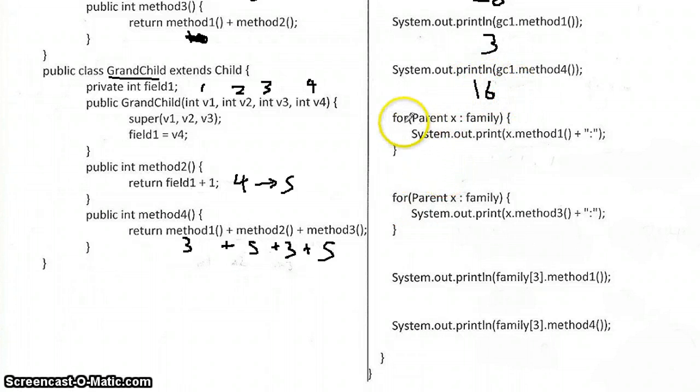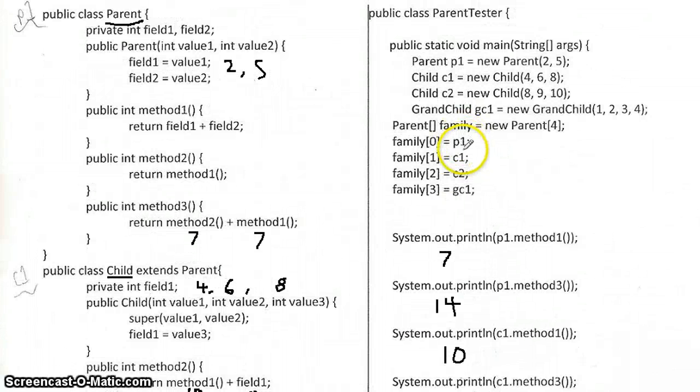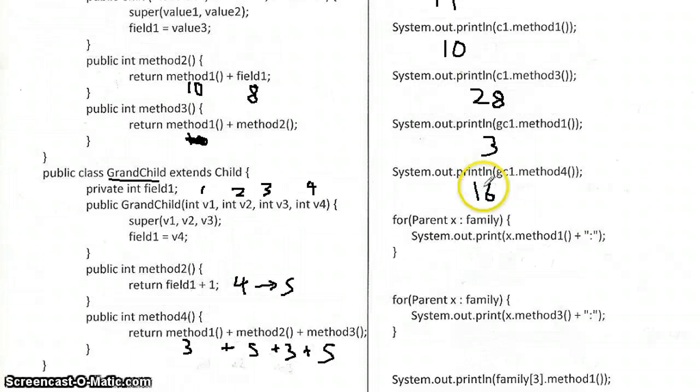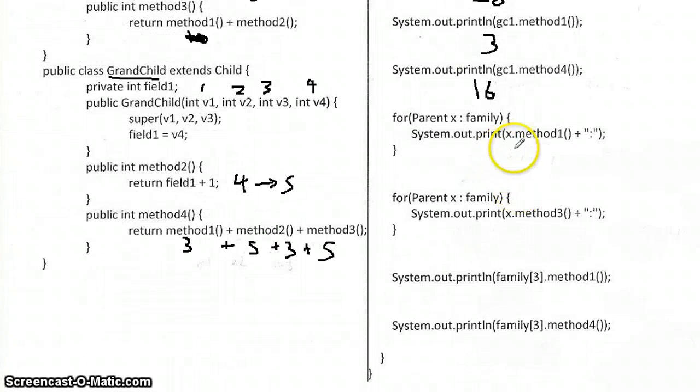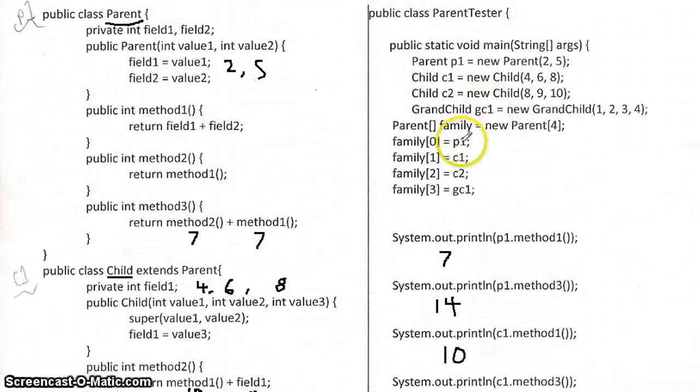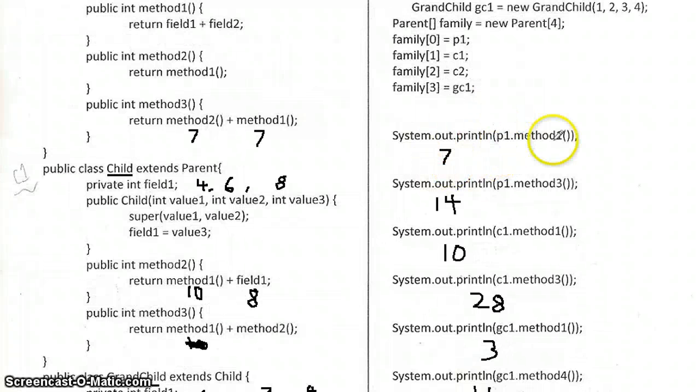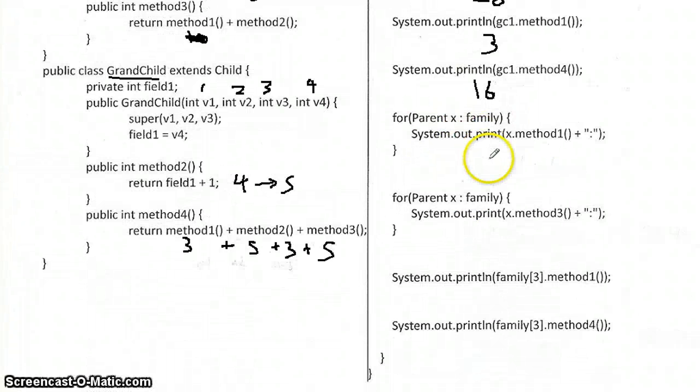For parent x family, this is a for each loop. It will run through each of the objects in the array family of data type parent. So we will see x.method1. So basically it is asking us to call method 1 of every one of the objects P1, C1, C2, and GC1. So x.method1, the first one is P1. We've already established that P1.method1 is equal to 7. So that is just a 7 right there.